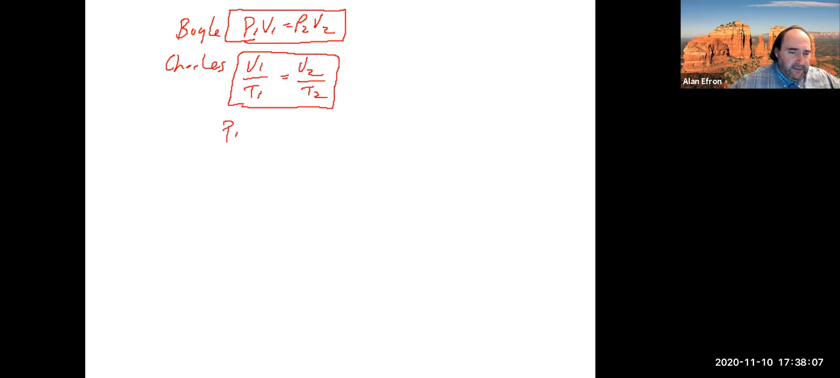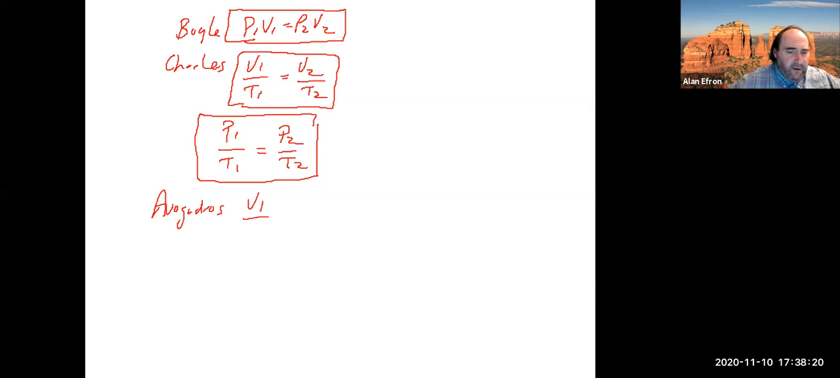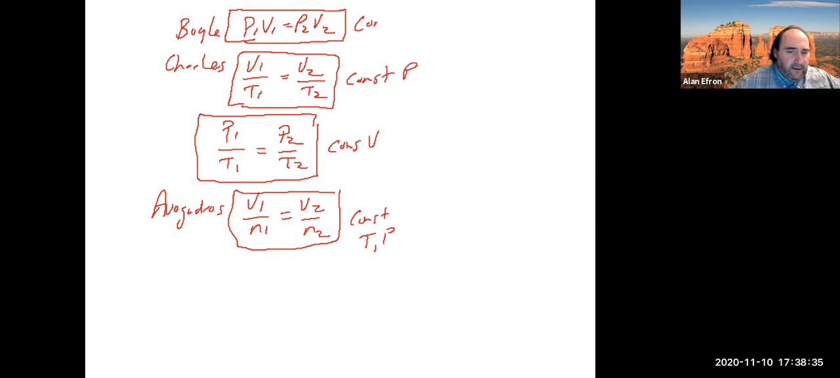We also saw Gay-Lussac's law, which is P1 over T1 equals P2 over T2 at constant volume. We also saw Avogadro's law, which is V1 over N1 equals V2 over N2, and that is at constant temperature and pressure. This one is at constant volume, that's at constant pressure, and that's at constant temperature.